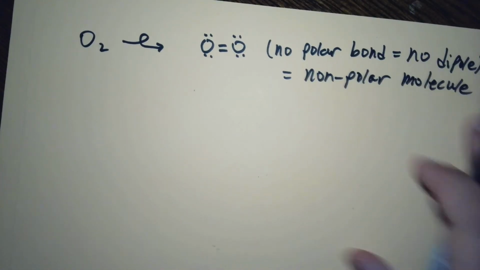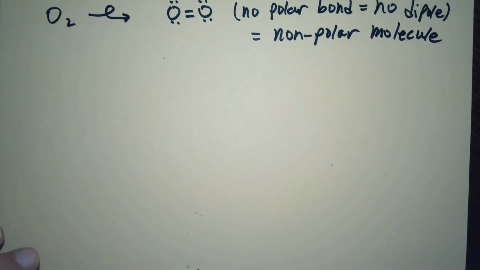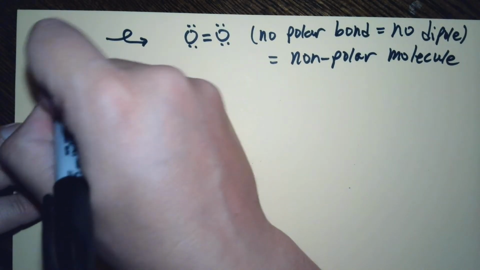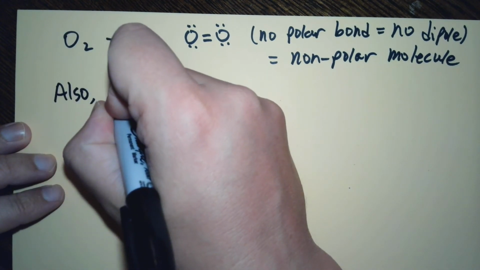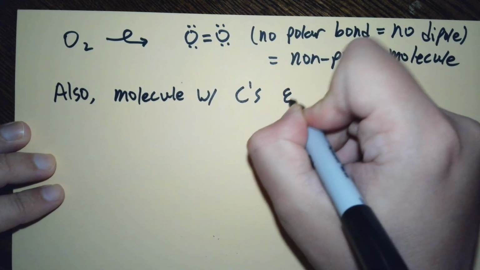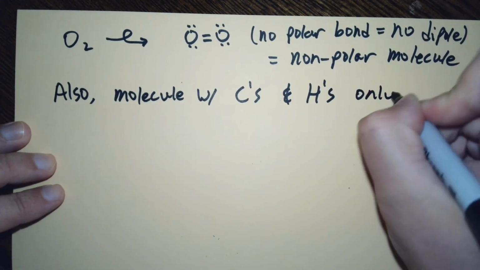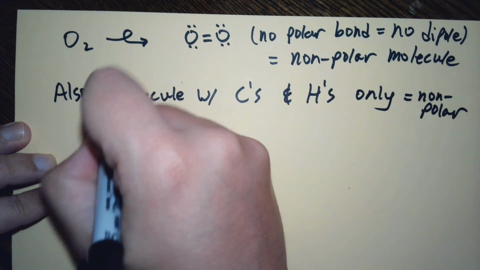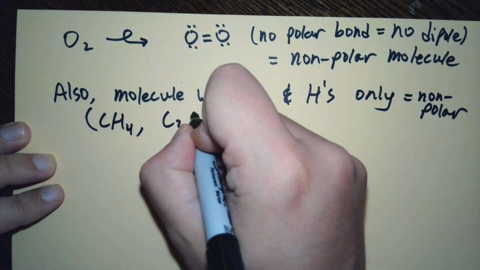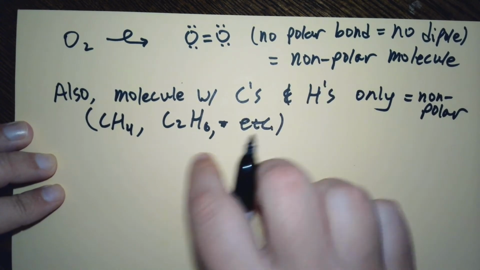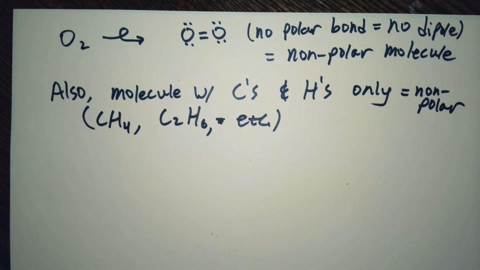And generally, if you see something that's made out of all carbons and hydrogens, that's considered a nonpolar molecule as well. All right, so make a note of that. So things like CH4, C2H6, anything like that. If you only see carbons and hydrogens in the formula, it's a nonpolar molecule.